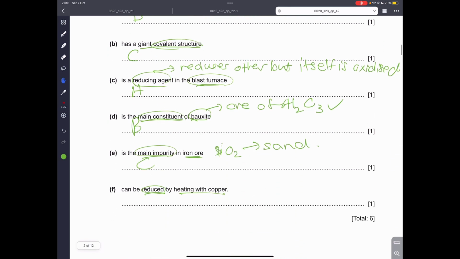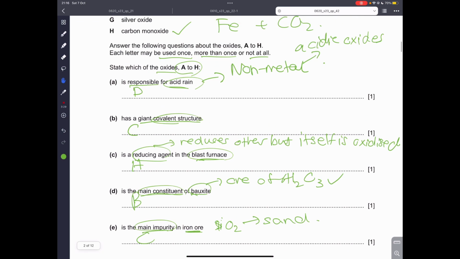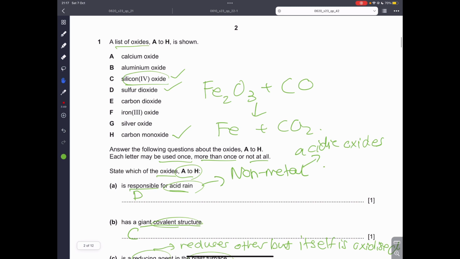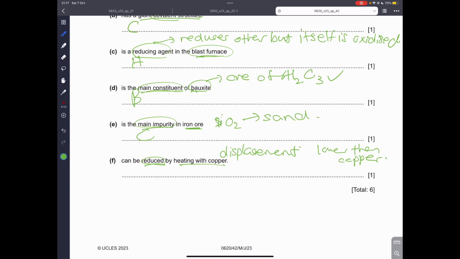Which can be reduced by heating with copper? Well, we want to reduce this oxide by heating it with copper. So basically this is a displacement reaction. So this metal has to be lower than copper in the reactivity series. It could be silver oxide, because in the reactivity series, copper is higher than silver. So copper is going to replace the silver in silver oxide. So this is going to be G. So that's question 1 done.